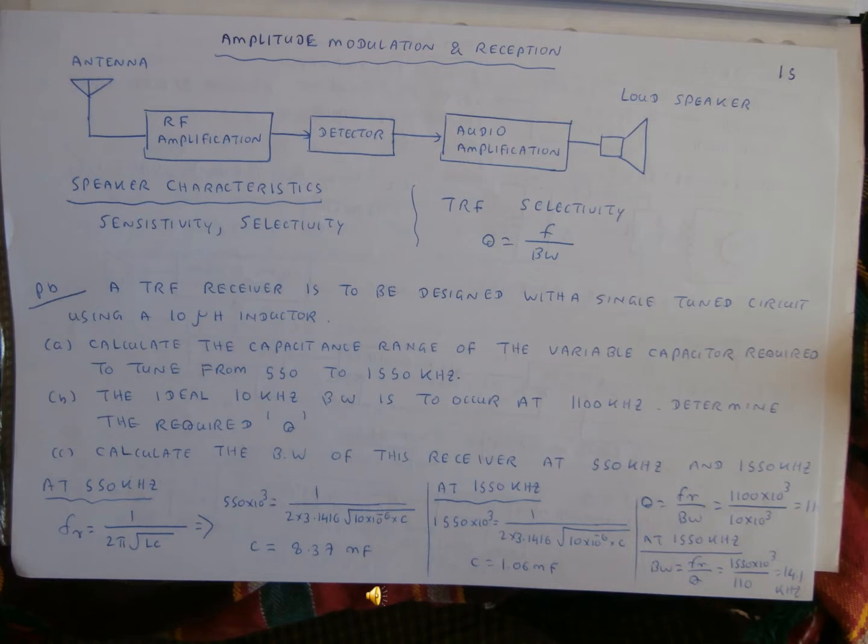After that, we can calculate the Q factor. Q equals f0 divided by bandwidth, so 1100 × 10^3 divided by 10 × 10^3, and you get 11. And the bandwidth at 1450 kilohertz equals f0 divided by Q, which is 1450 × 10^3 divided by 110, and you get 14.1 kilohertz. So this is how we calculate for the amplitude modulation and reception and the respective problem.